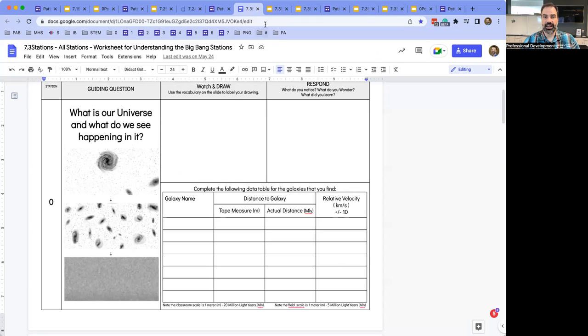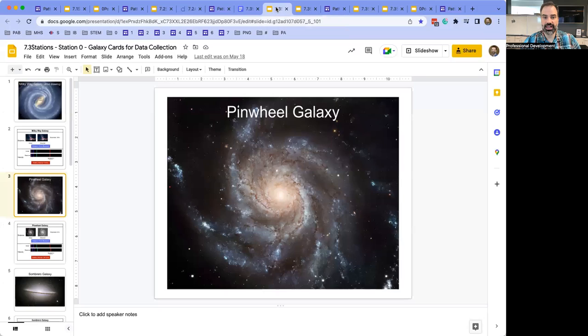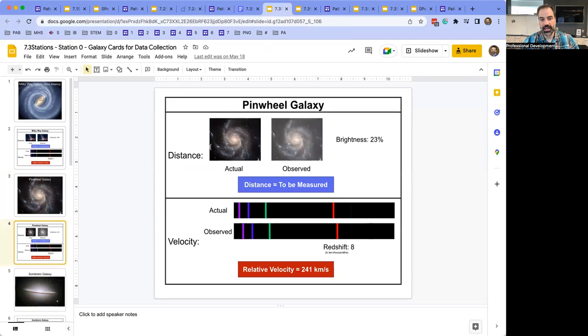They take data on galaxies and the distance and the relative velocity. How do we do that? Well, we have just these simple pieces of paper printed with a beautiful picture on the front. Really try to get color if you can. And then on the back, they have to measure the distance. So they're still doing some actual measurement, and then they get information on the redshift and the relative velocity.